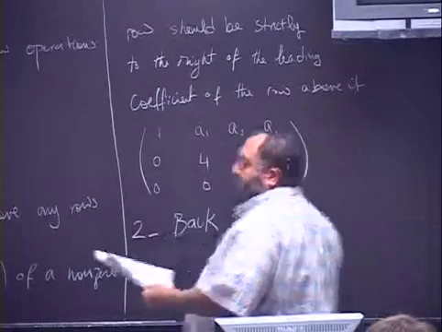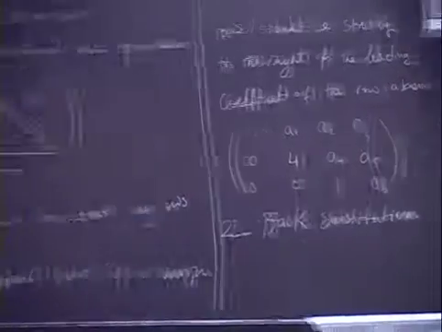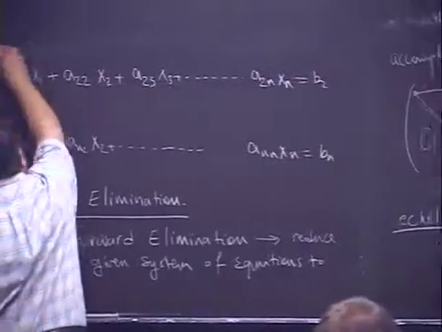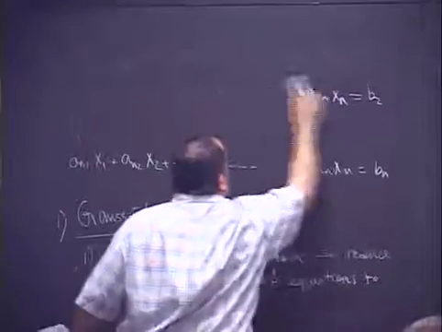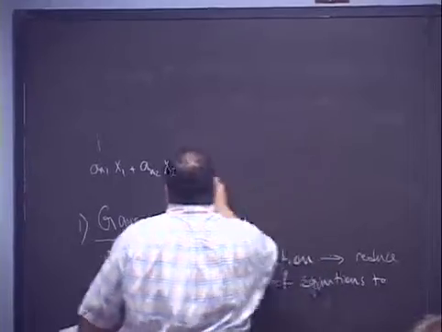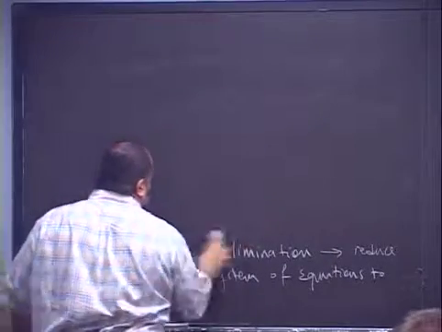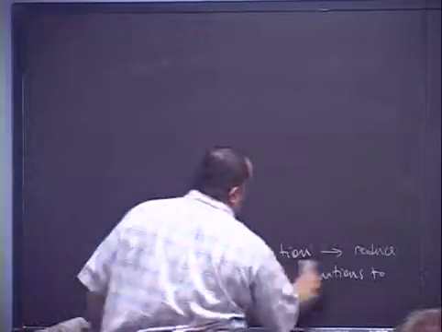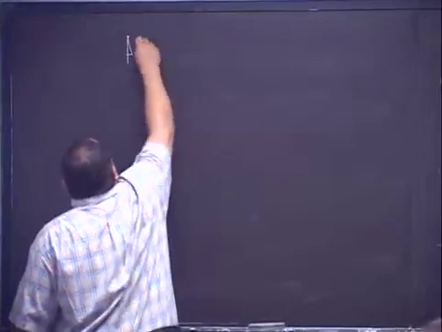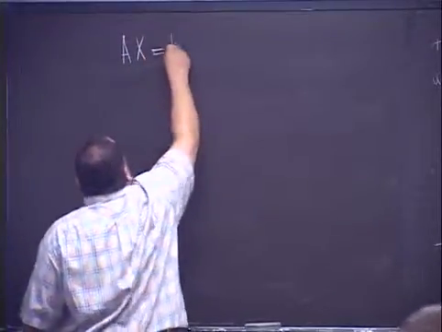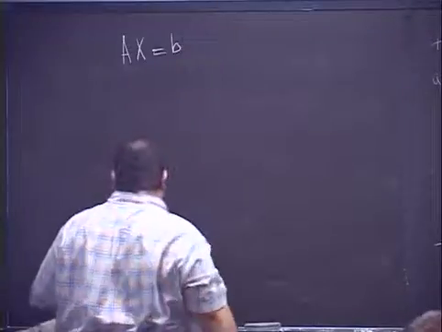So let's go on and try to solve this system here. Usually, if you have a system of linear algebraic equations, it will be in the form of A as a matrix multiplied by vector X equal to a vector B.